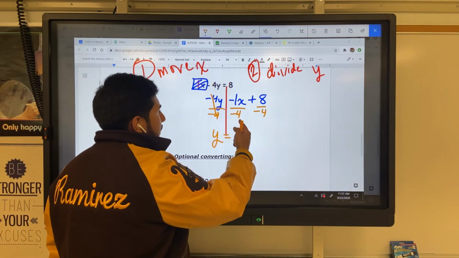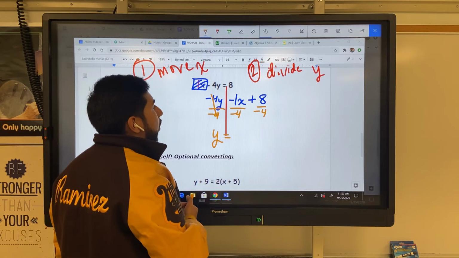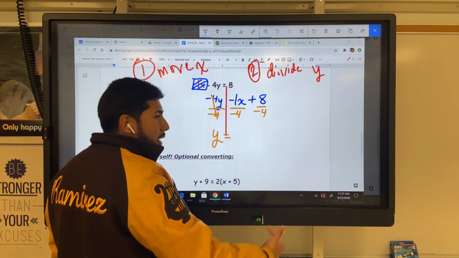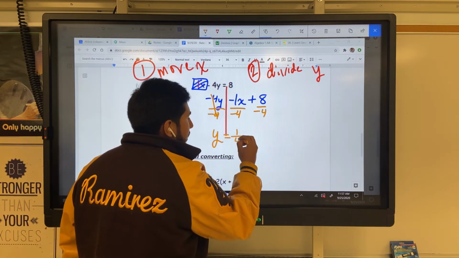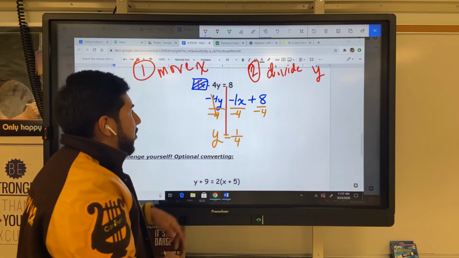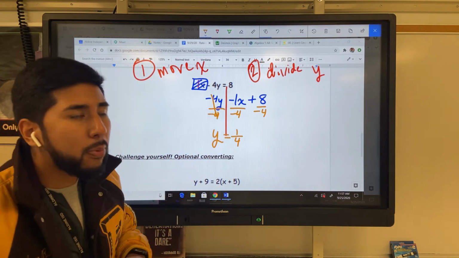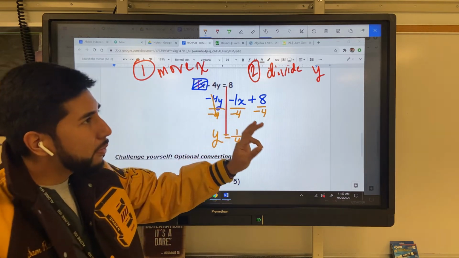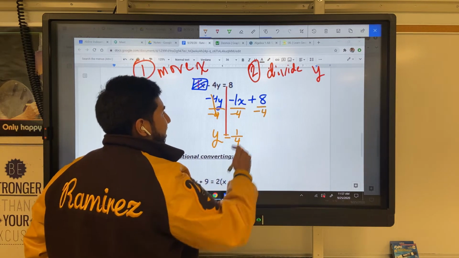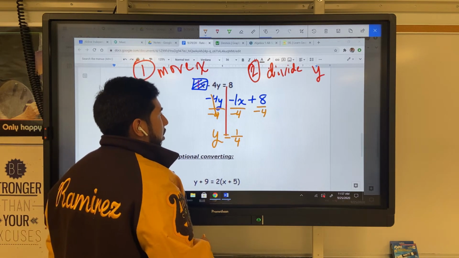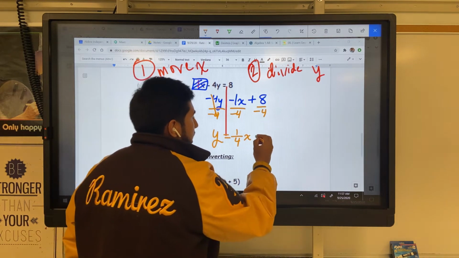Next, negative 1 divided by negative 4 gives me a positive number. 1 divided by 4 is a decimal, but I don't want decimals. I like my slope in fractions, so that's going to stay as a positive 1/4. If you don't believe me, put in the calculator negative 1 divided by negative 4. That gives you a positive 0.25, which is 1/4. Positive 8 divided by negative 4, oh, I forgot the x. That gives me a negative 2.